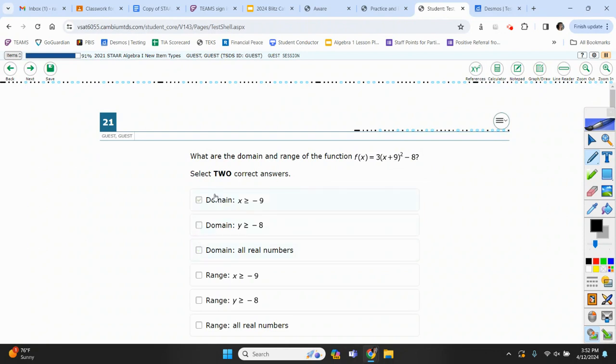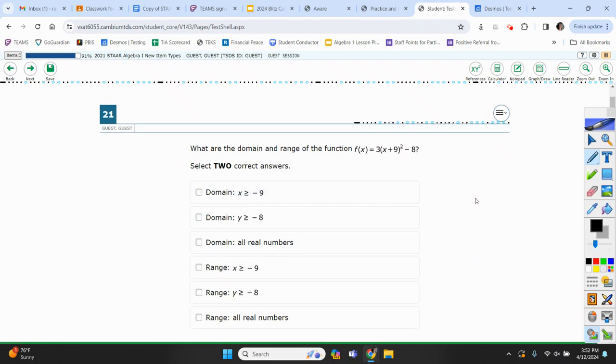First, I want y'all to recognize, so you'll see questions like this on the STAR test where you have to answer multiple select, and sometimes it'll say select 2, sometimes it's select 4. So pay attention to how many it tells you to select. On your paper, it says how many correct answers are there. You should say there are 2 correct answers. What are the domain and range for this function?